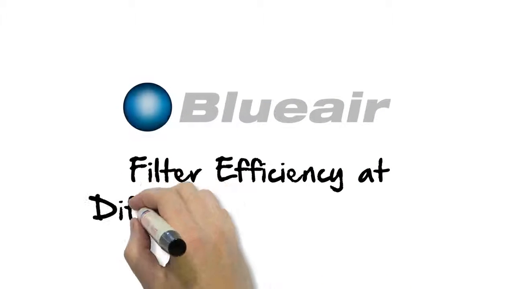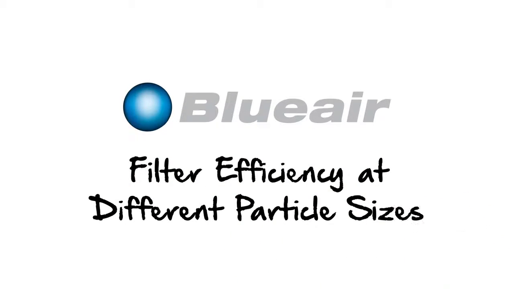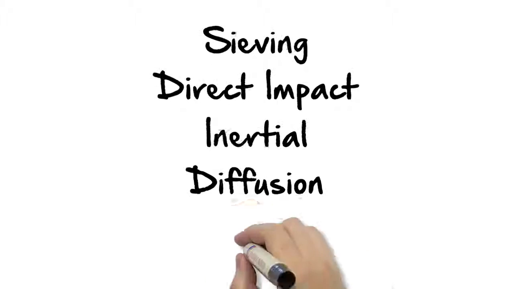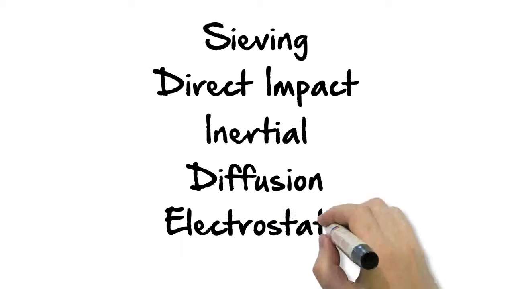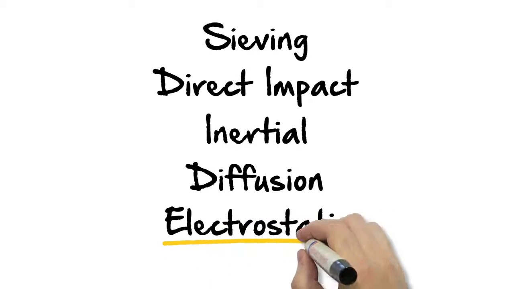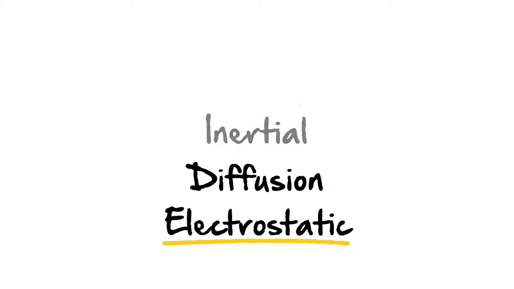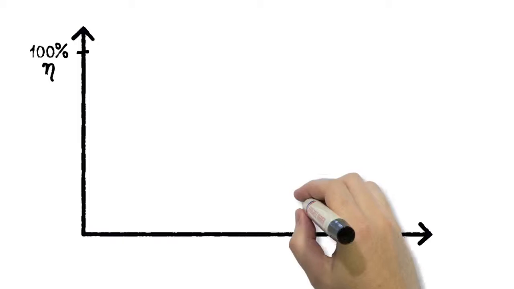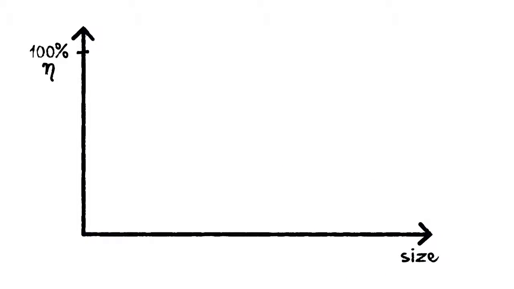What's interesting about HEPASilent and what we're able to do is, in addition to the 4 traditional mechanical forces, we've added the 5th electrostatic traction force. So if we want to visualize these capture mechanisms in a graph, we'll make a graph where we put filtration efficiency on one side, and we have particle size on the other axis.